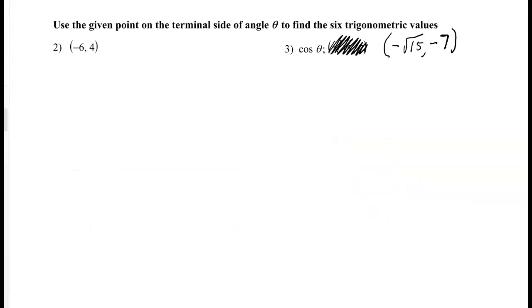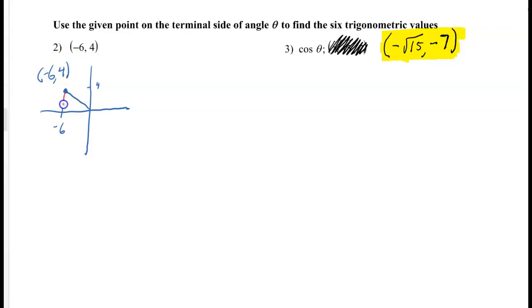So if you look at example 2 and 3, and I did change problem number 3, so if you're looking at the PDF version or the CAMI version, I did change the point for problem number 3, so please make note of that. For problem number 2, we want to find the 6 trig values. So what I like to do is I draw a picture. You don't have to draw a picture, but I like to draw a picture. The x value is -6, and the y value is 4. So here's the point, -6, 4.